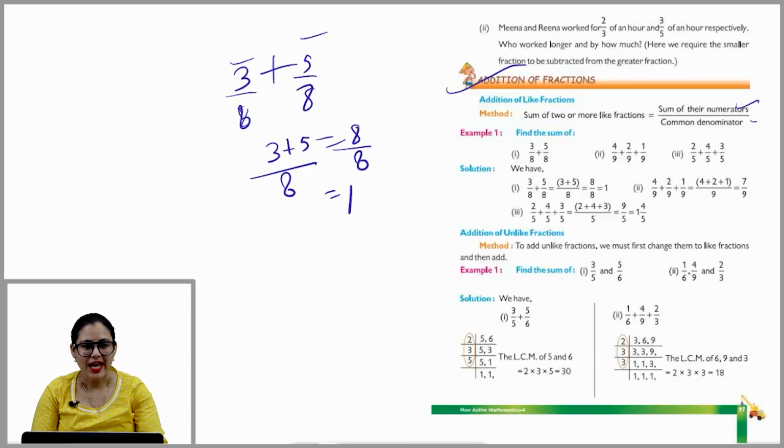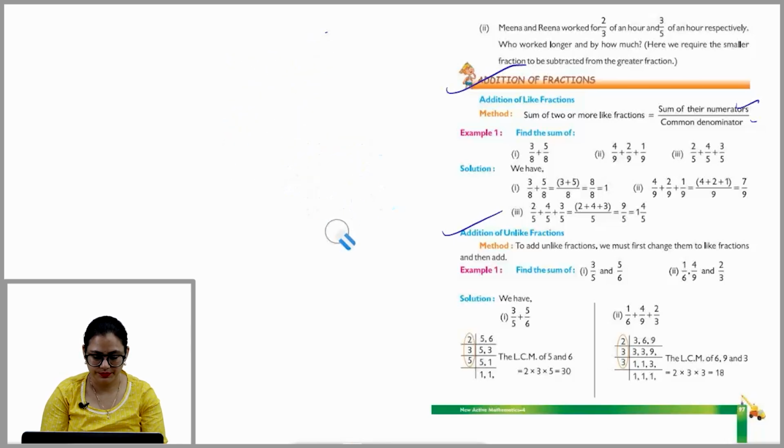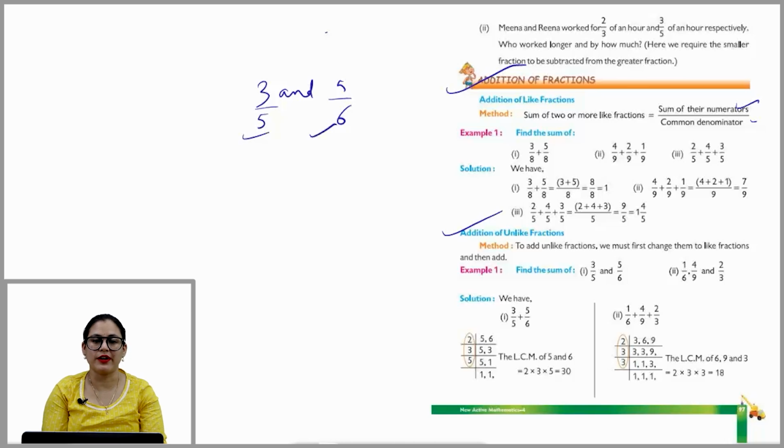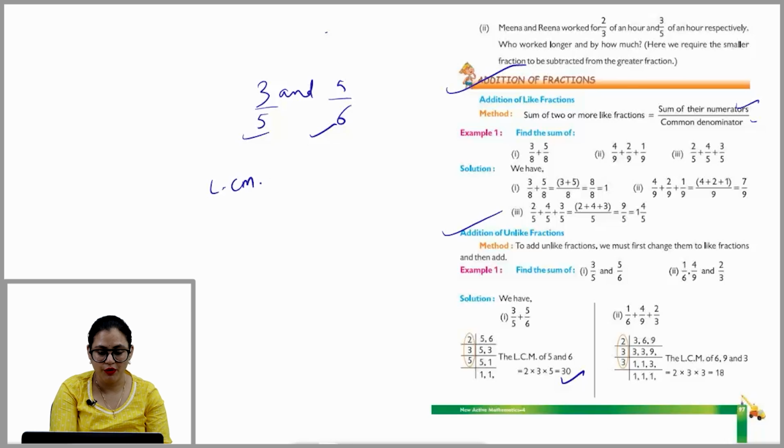Addition of unlike fractions. Method: to add unlike fractions, we must first change them to like fractions and then add. Example, find the sum of 3 by 5 and 5 by 6. We cannot add these fractions because these are unlike fractions. First, we need to convert them into like fractions. So let's do 3 by 5 and 5 by 6. First, we will take the LCM of 5 and 6. So the LCM of 5 and 6 is 30.